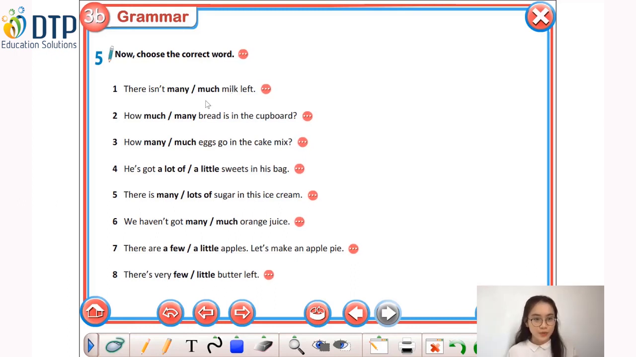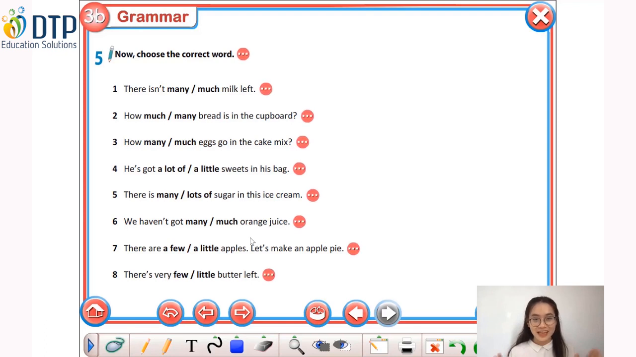Now, milk in this sentence is, yes, an uncountable noun. And this one is also a negative sentence. So which word should we use? Many or much? Bingo! We should use much in a negative sentence before an uncountable noun. Very good. Now it's time for you to do the remaining sentences. Pause this video and do this exercise. Let's go.